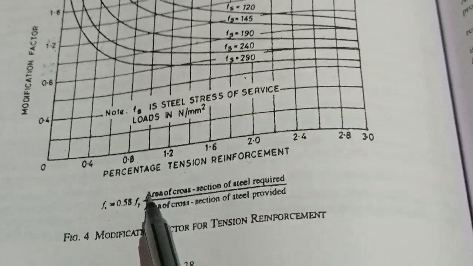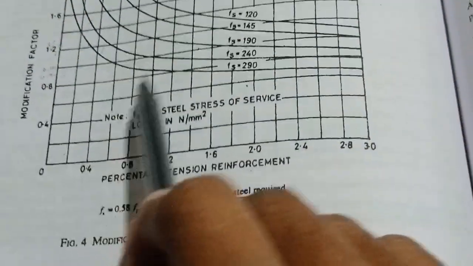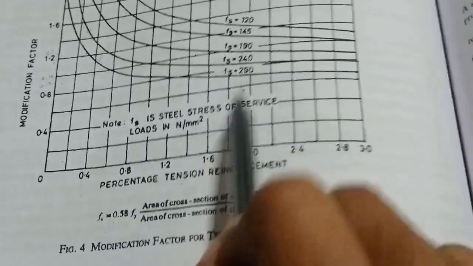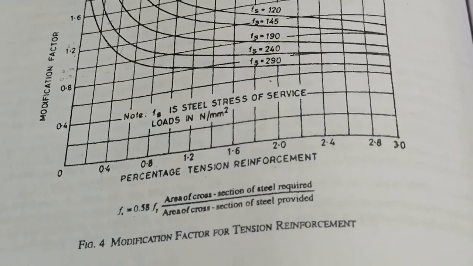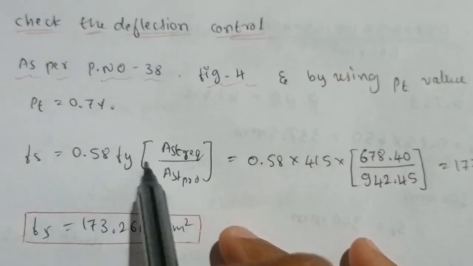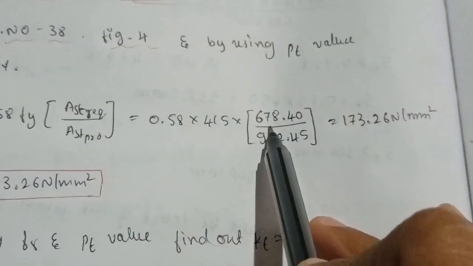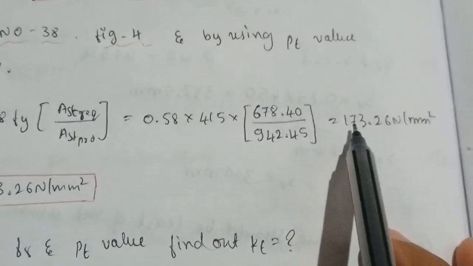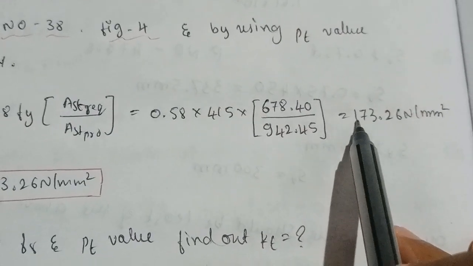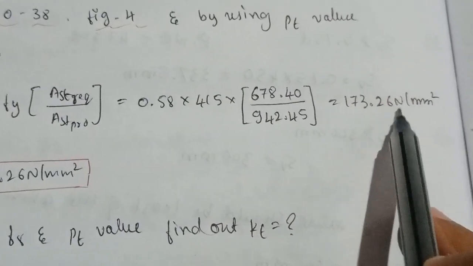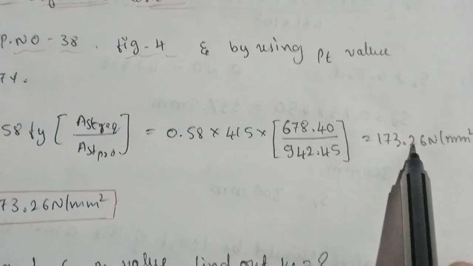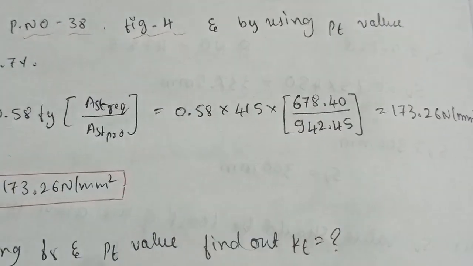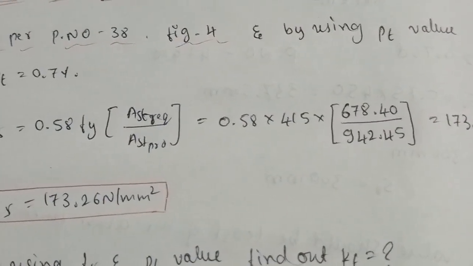The Fs is required to calculate the modification factor because this is the Fs curve they have given, so we need to calculate the Fs. I have written the same formula here. Substitute all the values. After simplifying, our Fs value is 173.26 Newton per mm square. By using this and the Pt value, we will calculate the modification factor.